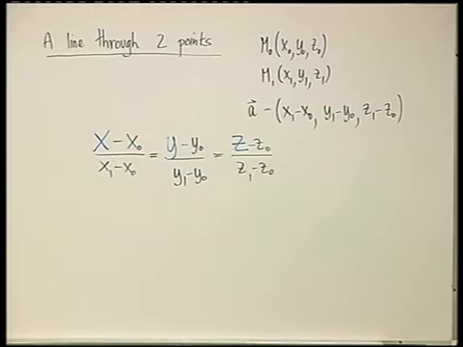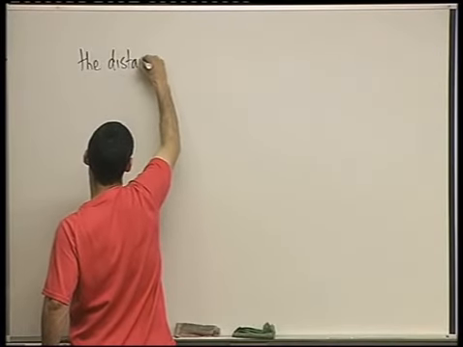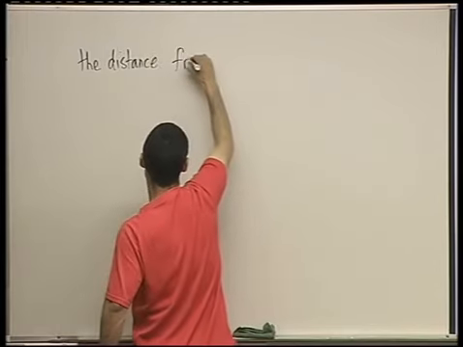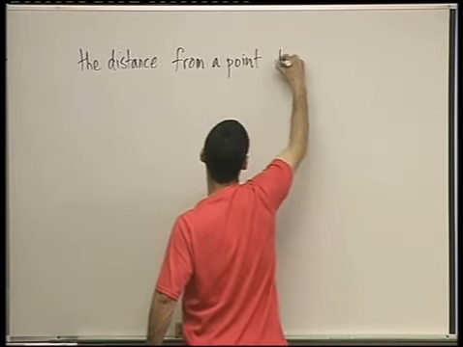How do we find the distance between a point and a line? Again, we're going to have to draw a drawing or wave our hands with some planes and lines and direction vectors and normals in them and try to figure this out. So the distance from a point to a line.